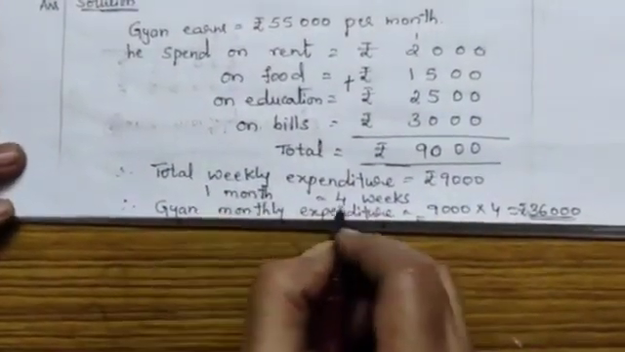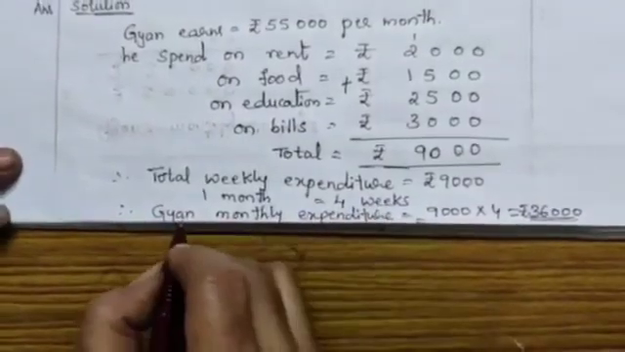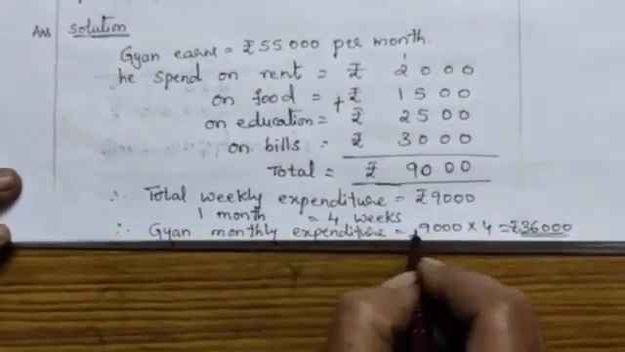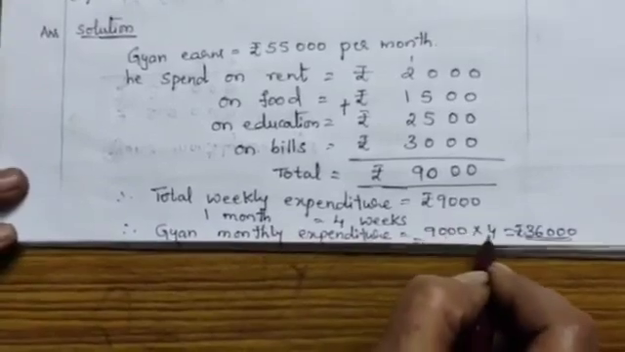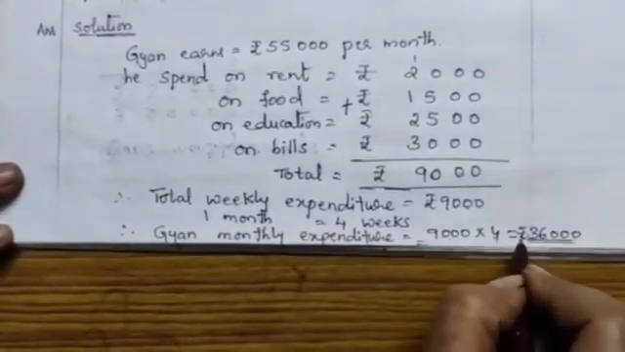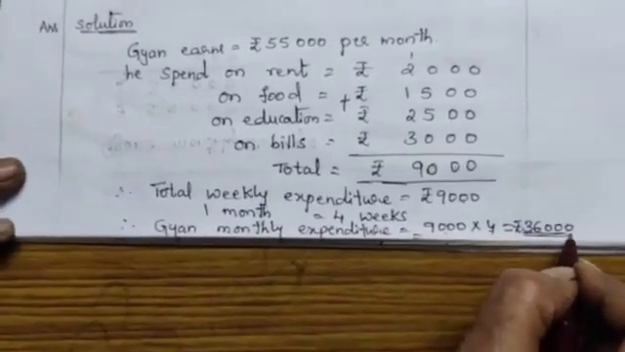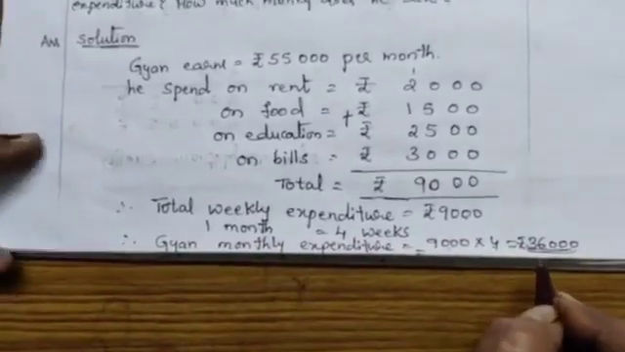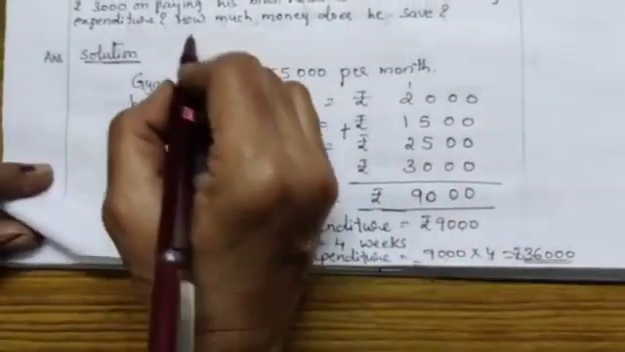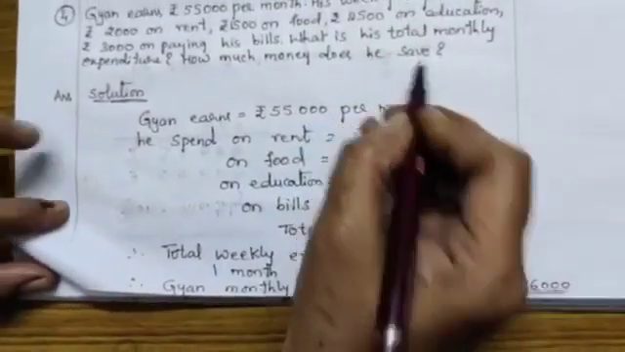So you have to find the monthly expenditure. In 1 month how many weeks? 4 weeks. So Gyan's monthly expenditure is 9,000 into 4, so rupees 36,000. So this is the monthly expenditure of Gyan. Now next, how much money does he save?